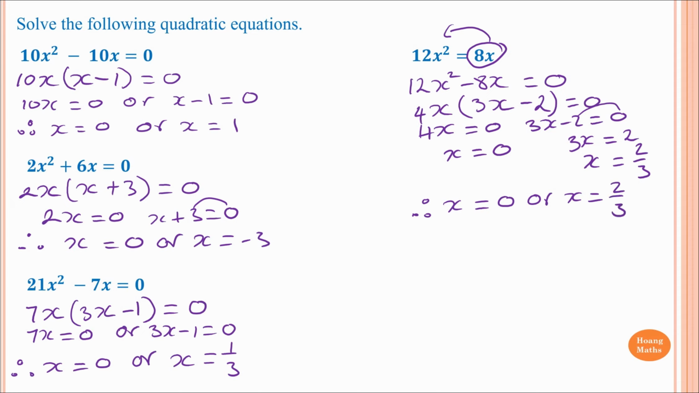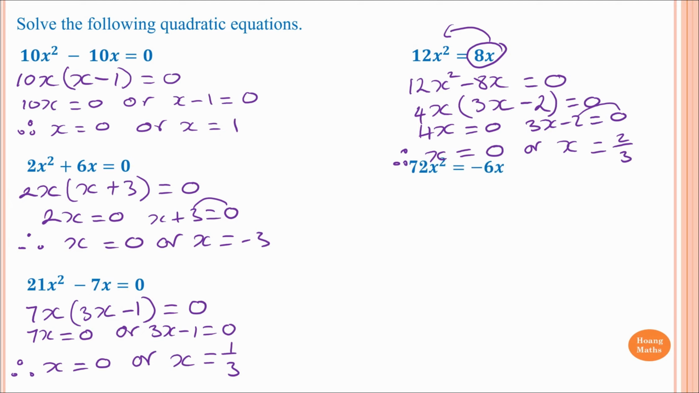That's the answer. Now, because I'm running out of space, I'll just clear this. I'll write the answer on top. Okay? So the answer is right here. Therefore, x is equal to 0, or x is equal to 2 over 3.